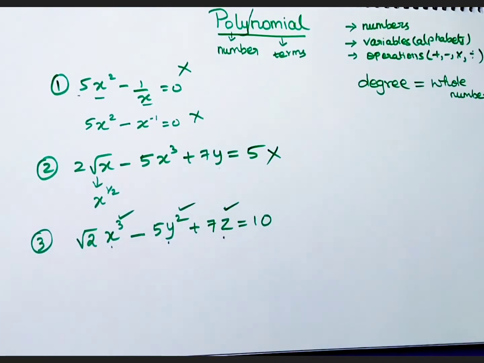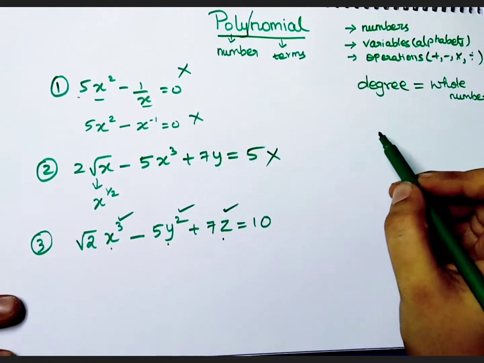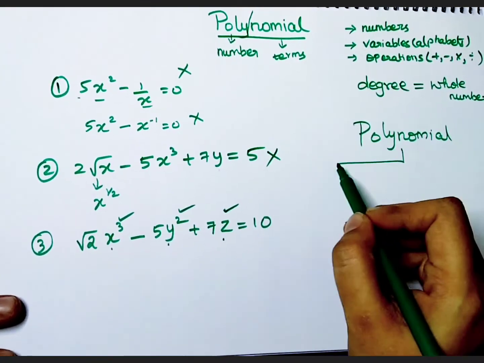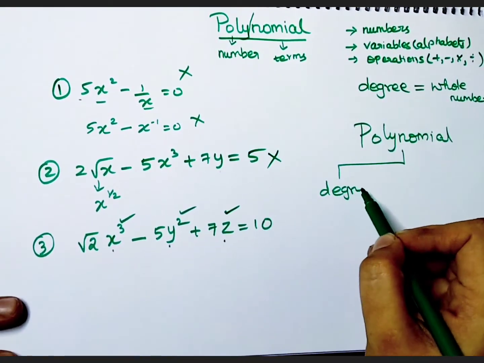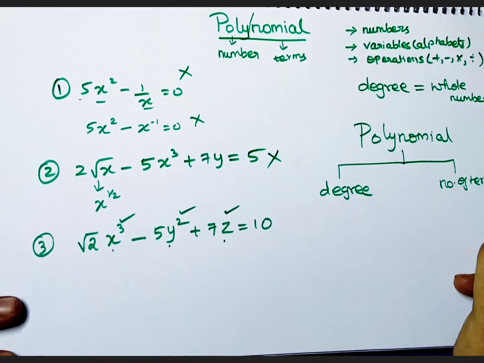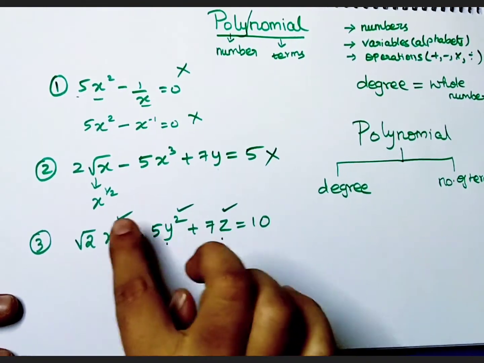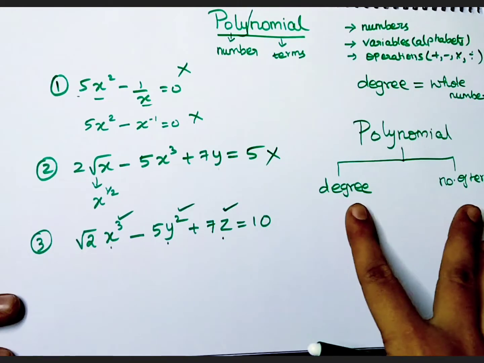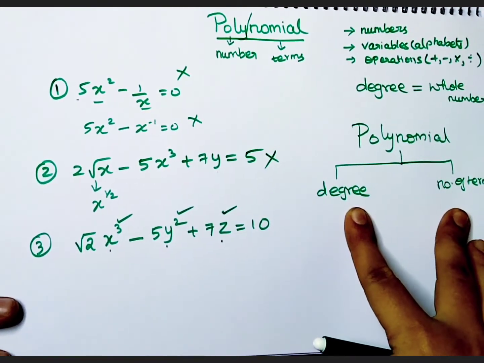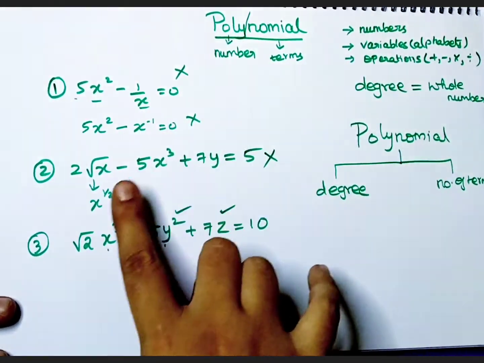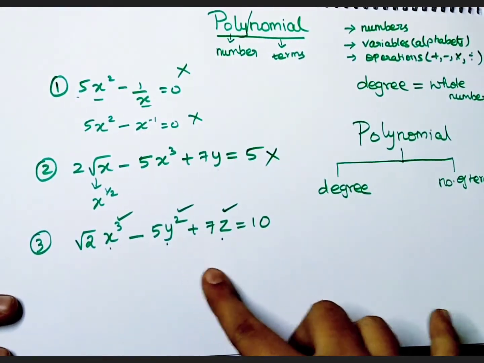Okay, next we have the classifications of polynomials. There are two major classifications: based on the degree, that is the power, and based on the number of terms. So we have two classifications. And also we have classification by variables: polynomial in one variable, polynomial in two variables, polynomial in three variables, etc.